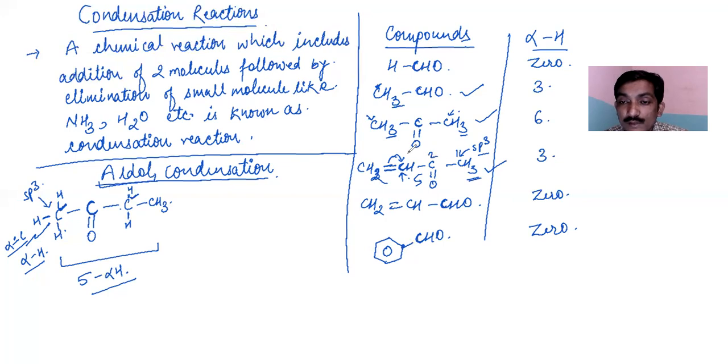1, 2, 3, and 4. We number this carbon chain from the side where the functional group is closest, that is the right hand side. So this is but-3-en-2-one. So these 3 compounds will undergo aldol condensation.